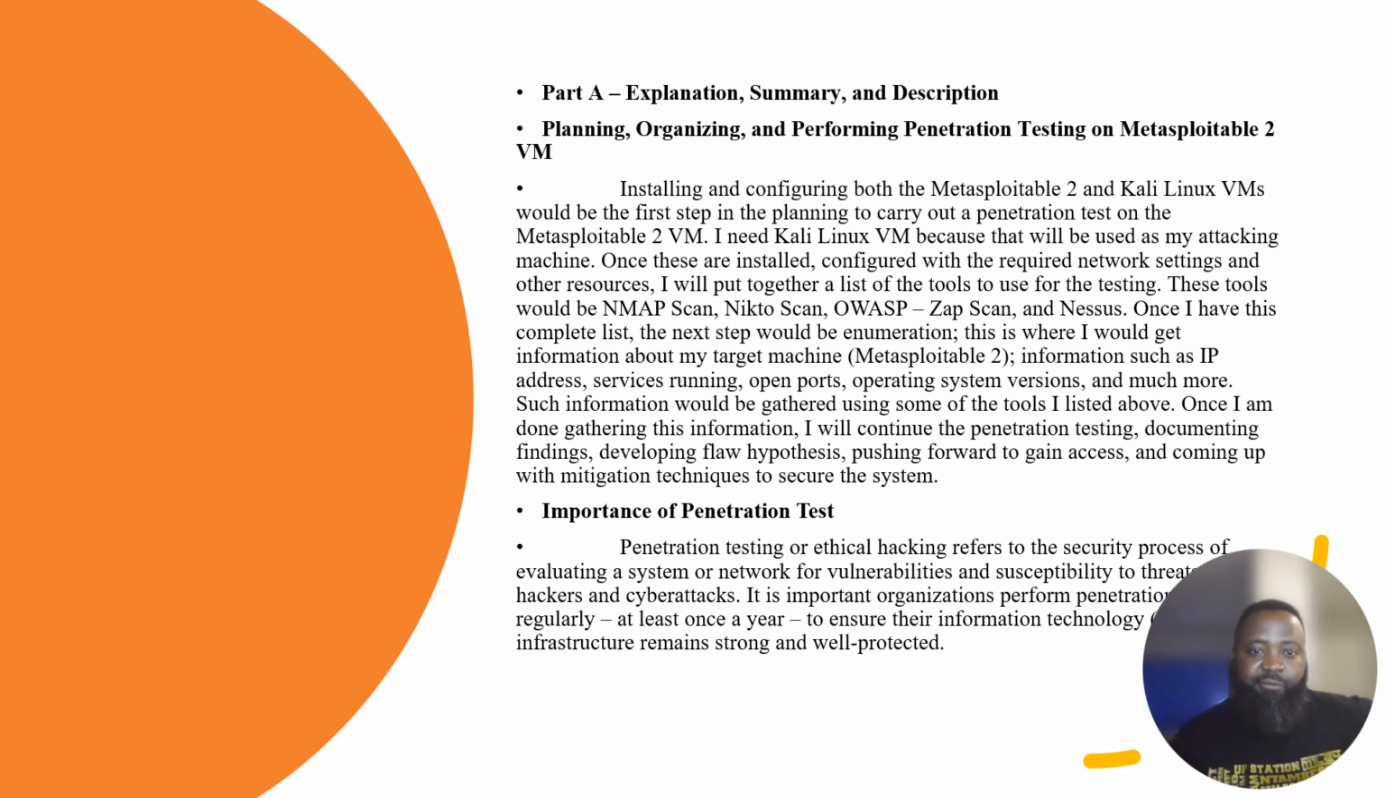This is where I will get information about my target machine, the Metasploitable 2. So you have the attacking machine, which is the Kali Linux VM, and the target machine, which is the Metasploitable 2 VM. Please don't be mistaken. Information such as IP address, services running, open ports, operating system version, and much more are collected in this stage. Such information will be gathered using some of the tools I listed above, mostly the Nmap scan tool.